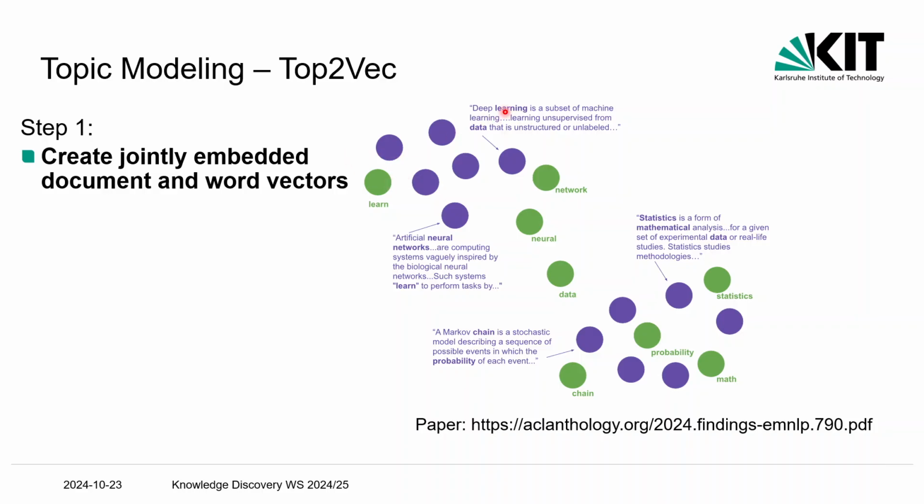For instance, here we see deep learning is a subset of machine learning, and so on, from data that is unstructured and unlabeled. So here we see what the actual important words are, because that's the idea, that the documents get closer to the most important words within the documents.